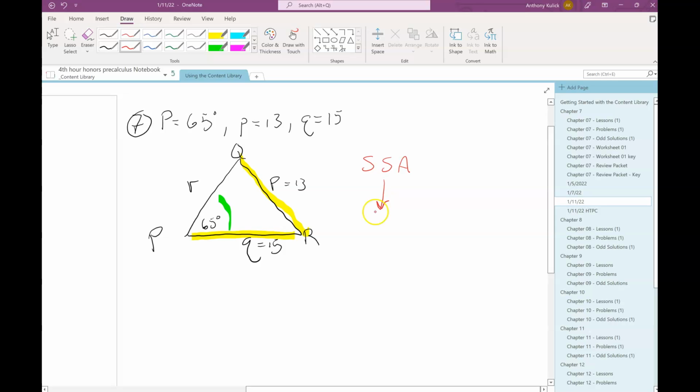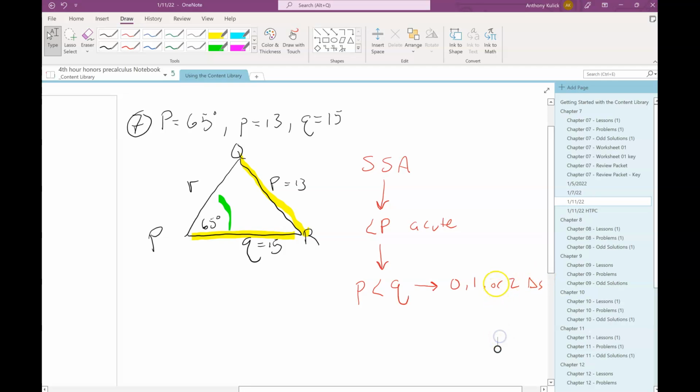So the first thing we're going to look at is the size of the given angle. So that's angle P. Is angle P acute, right, or obtuse? Acute. Okay. And then we have to compare the side opposite our given angle, which is side P, with the other given side, which is side Q. Is P smaller than Q, equal to Q, or bigger than Q? Smaller than Q. So this is the case where we have 0, 1, or 2 triangles possible.